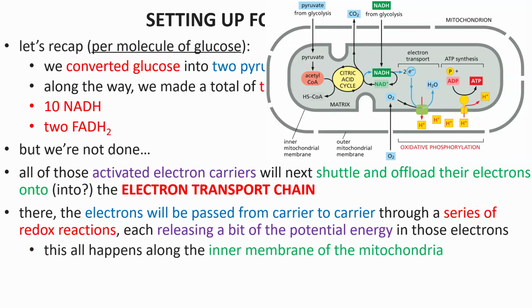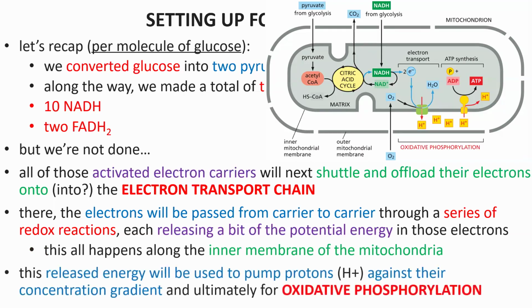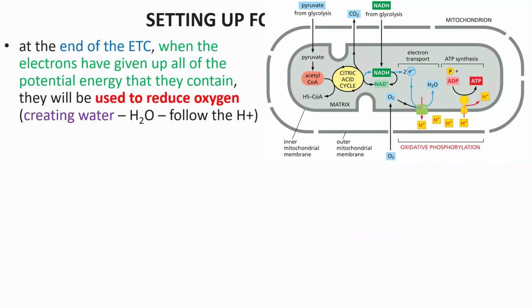All of this is happening along the inner membrane of the mitochondria, and it's across that membrane that the protons will be pumped. The pumping of these protons will create an enormous proton gradient with a huge amount of potential energy of want, and then those protons will be allowed to flow and make oxidative phosphorylation possible. OXPHOS is the production of lots and lots of ATP molecules through the kinetic energy of proton flow.